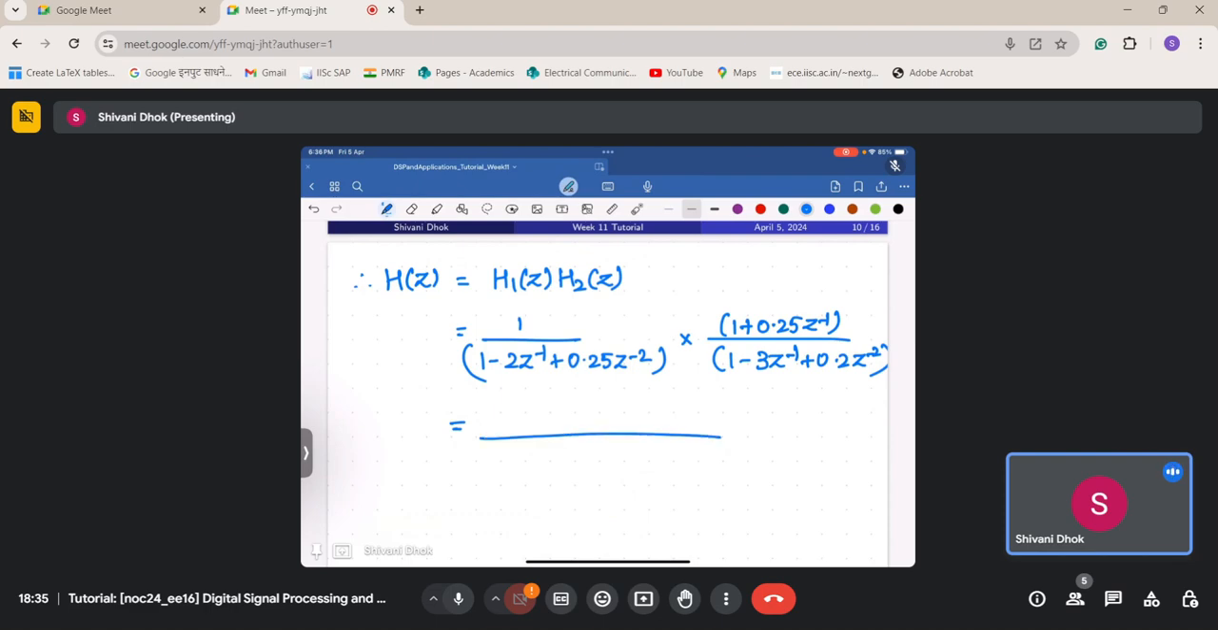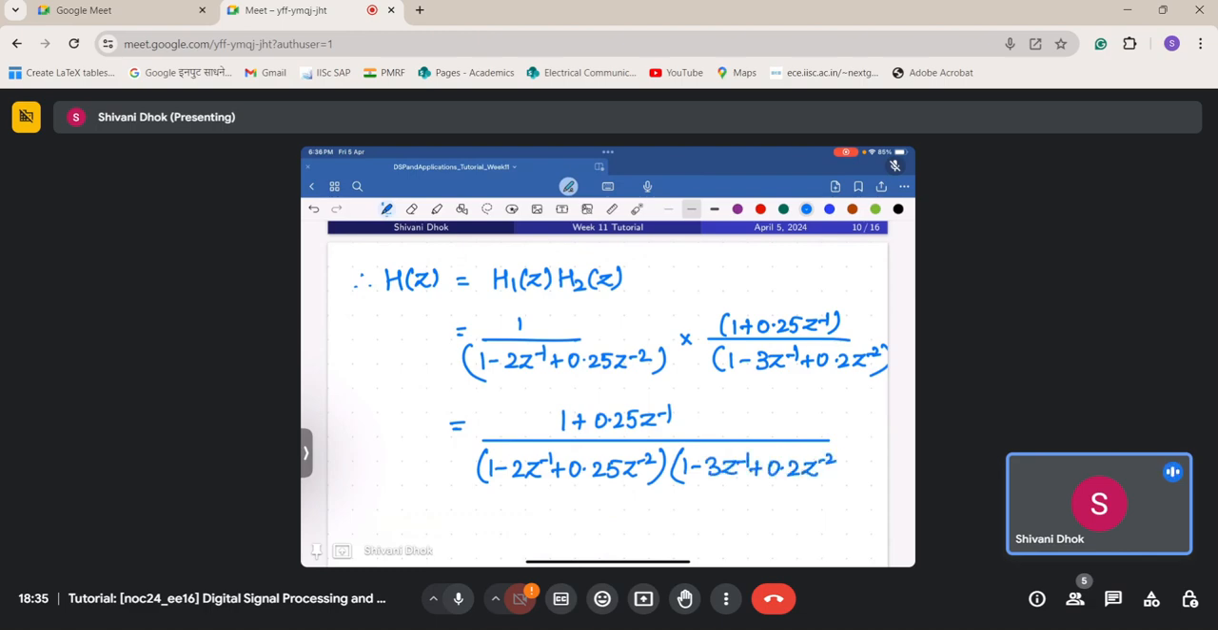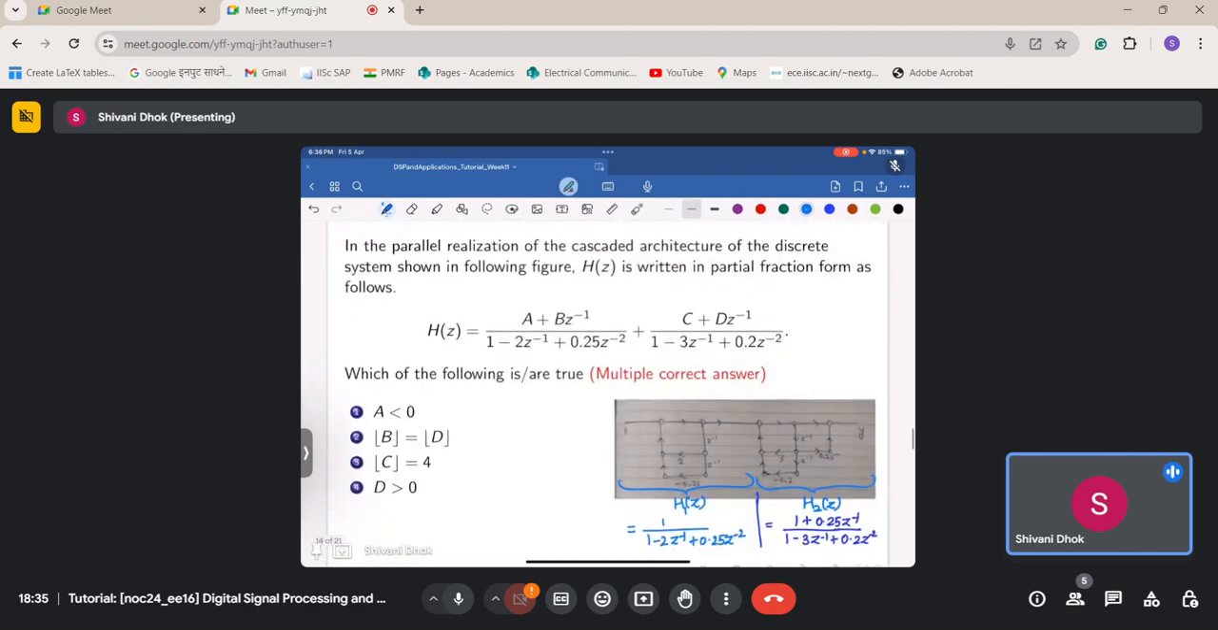this comes out to be equal to 1 plus 0.25 z inverse upon 1 minus 2z inverse plus 0.25 z to the power minus 2 into 1 minus 3z inverse plus 0.2 z to the power minus 2. Okay, so this is what we are having. Let me number it as equation 1. Now another thing that is given to us is this particular equation where H of z is equal to this particular form.